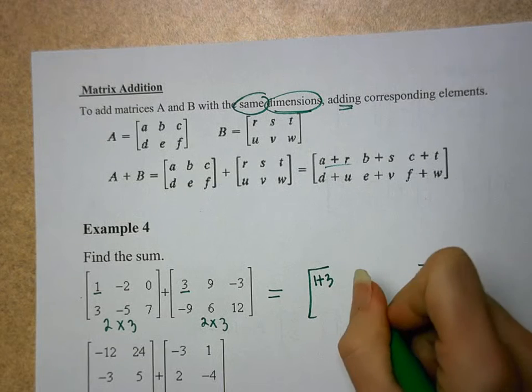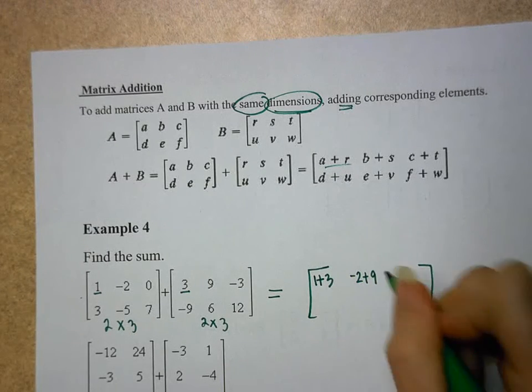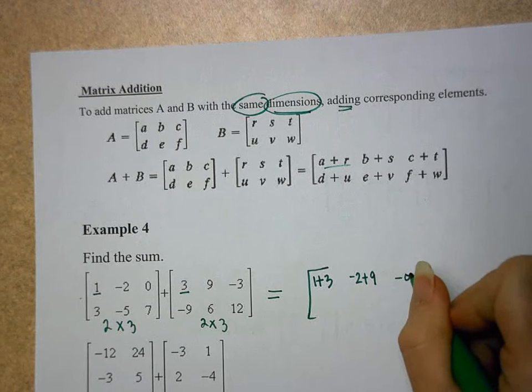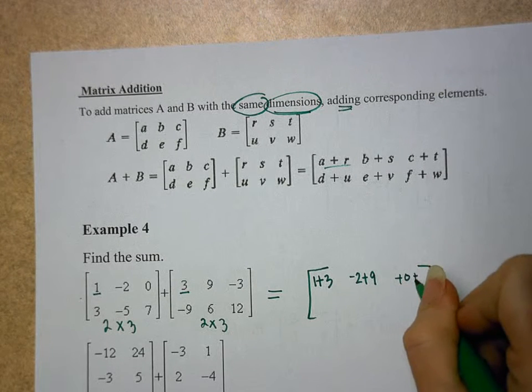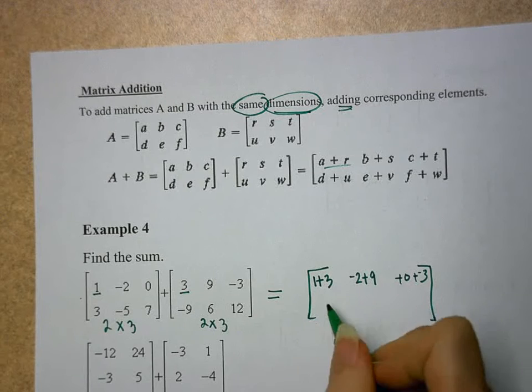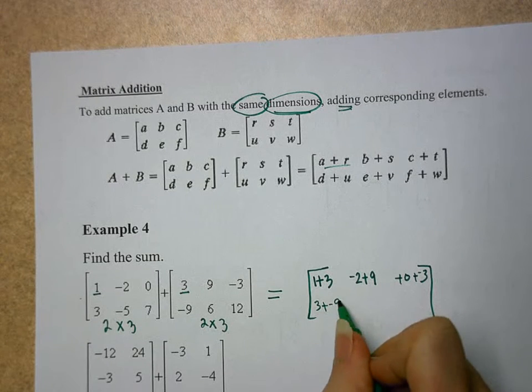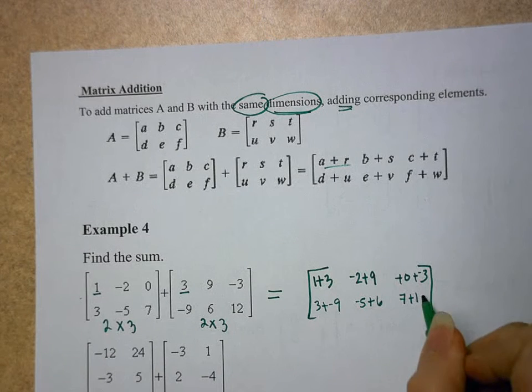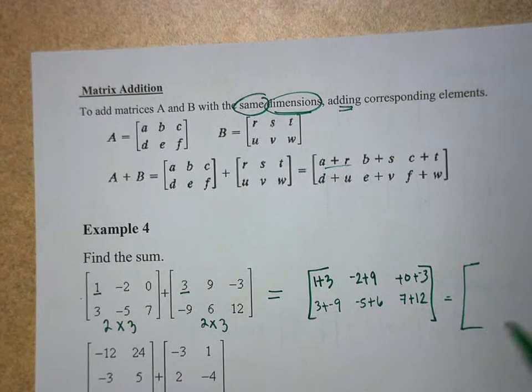Negative 2 plus 9 to give me an element of 7. 0 plus negative 3. Then 3 plus negative 9. Negative 5 plus 6. And 7 plus 12. And I can go ahead and write my new 2 by 3 matrix, which is 4, 7, negative 3, negative 6, 1, and 19.